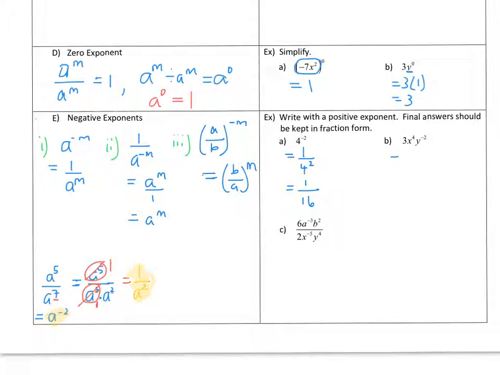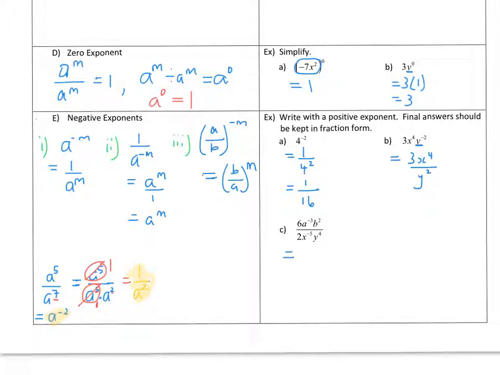Okay, part B, the only thing that has the negative exponent is the y. So the 3x to the 4 stays where it is. It doesn't slide to the bottom or anything. It's just the y is going to slide to the bottom, changes position, and its exponent becomes positive.